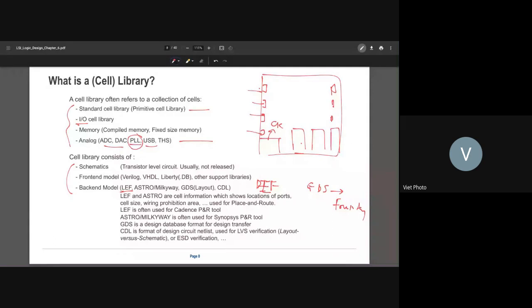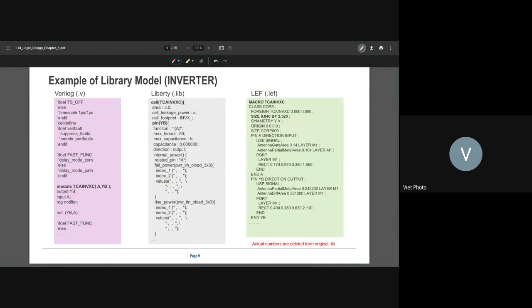Okay, we go to detail later. So here we have LEF, DEF and GDS. So what are those things? Verilog, you know this portion already, right? So no need to explain.